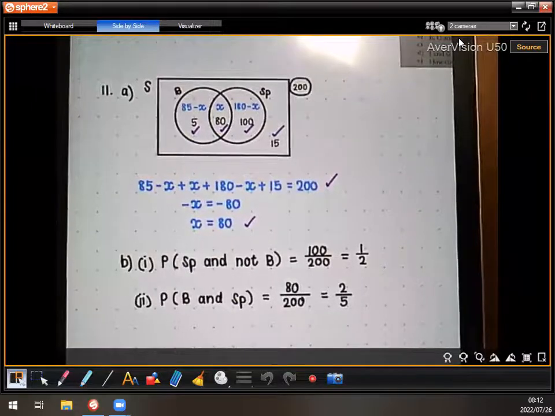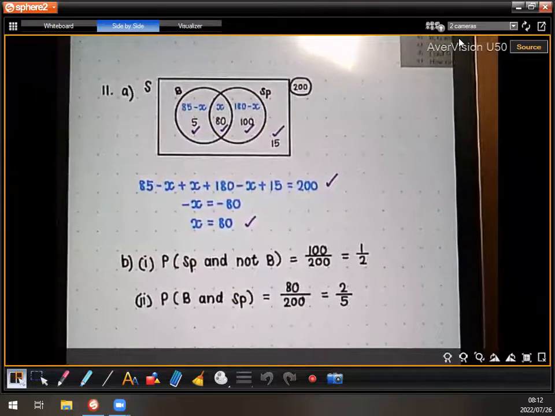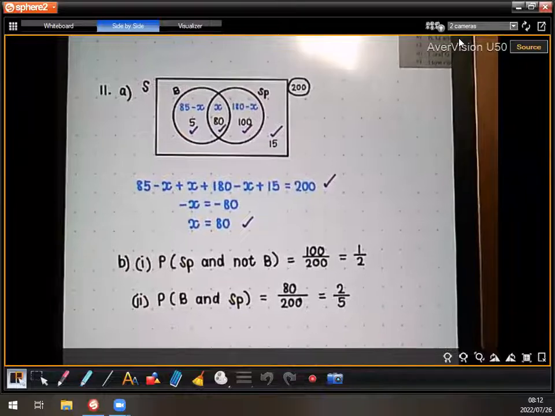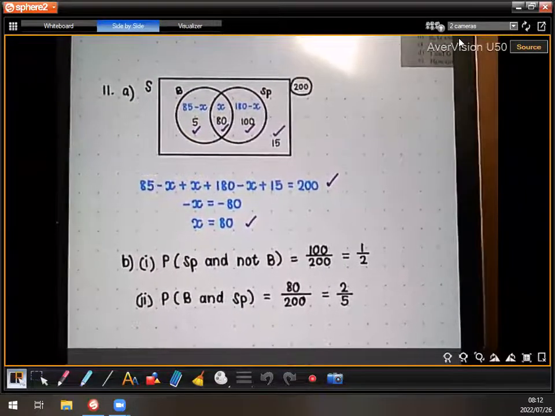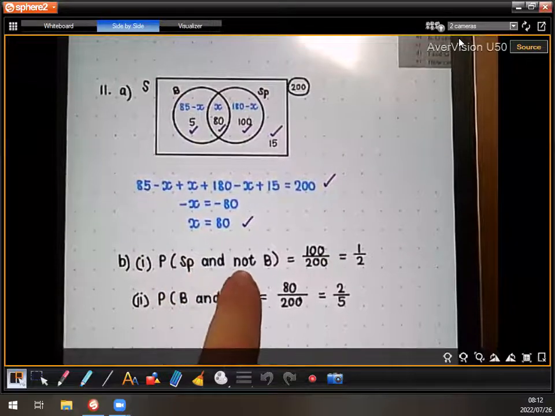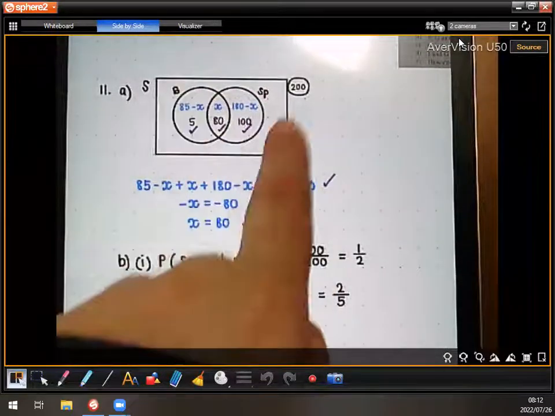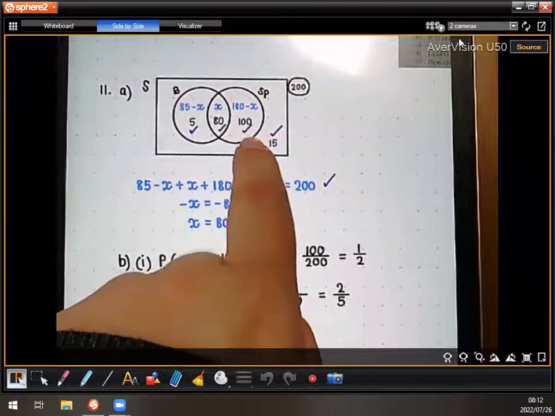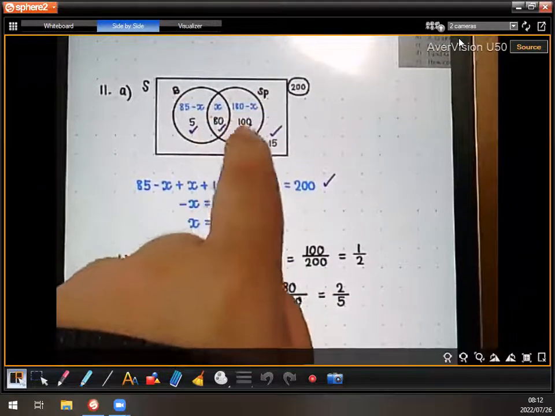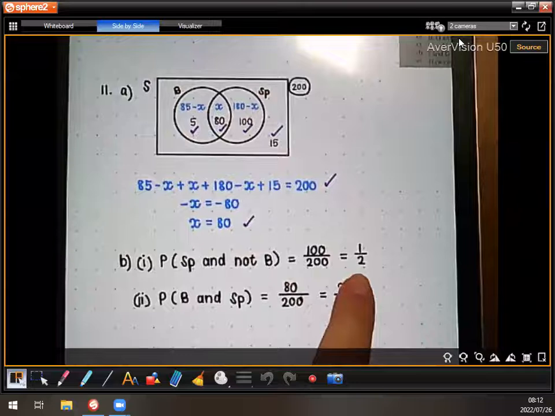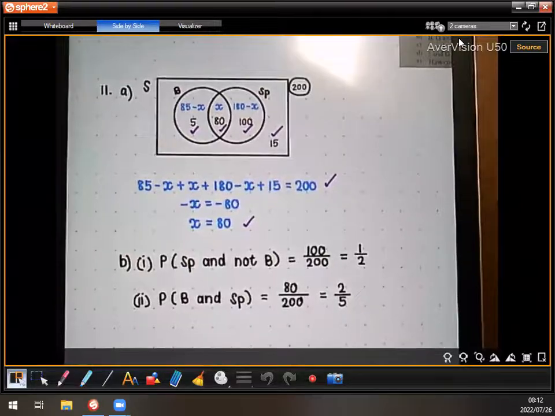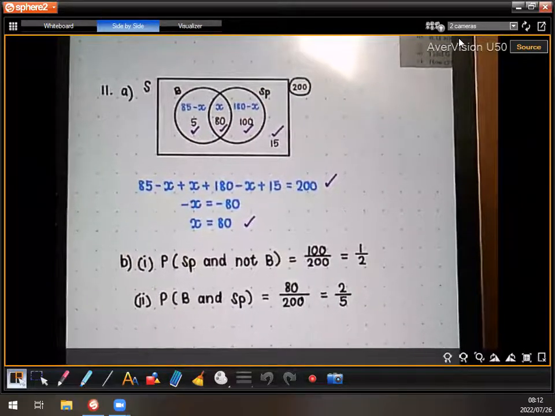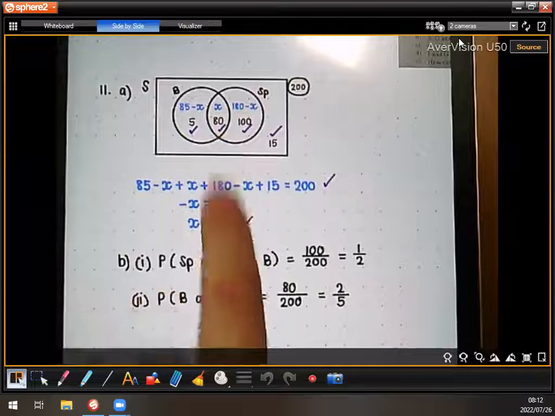Okay, they did ask some questions. For B, the probability that a randomly chosen reader involved in the survey reads the back page sport but not the business section. So that's what I wrote here, sport and not business. Looking at our Venn diagram, we agree that that's 100 people, in the sport circle but not overlapping with business. So that's 100 of the 200 people. And then the second question was asking the probability that they read both the business section and the sport section. That is the overlap there, which is 8.